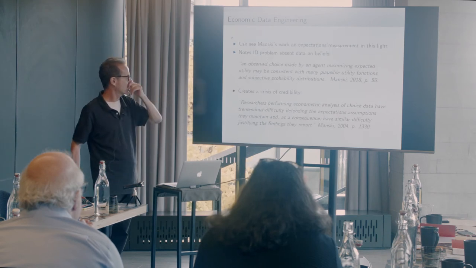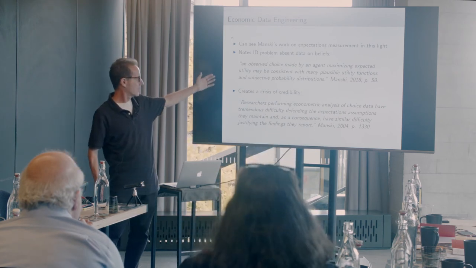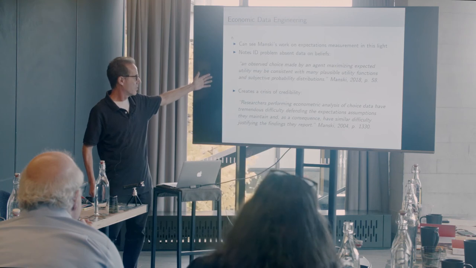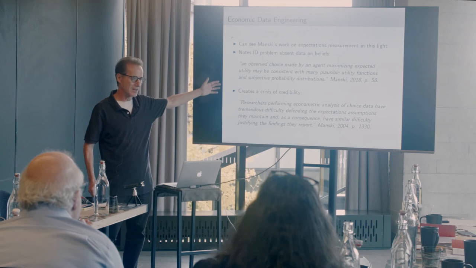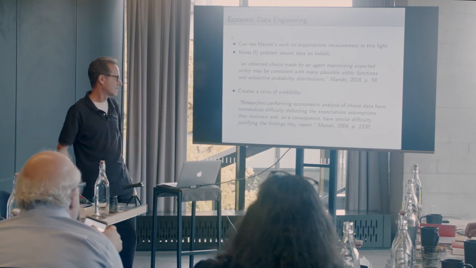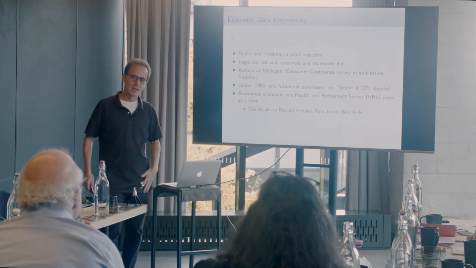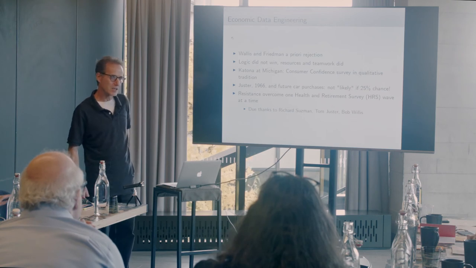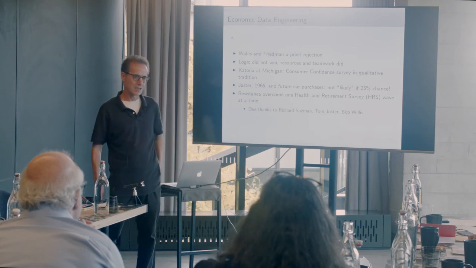Manski's work on expectations measurement was really done this way. He said, look, we've got an identification problem. I can't tell what utility function you have and what subjective probabilities you have, and they're entirely conflated. And I'm going to have to get around that by making the assumption that you believe the truth, which is insane. I mean, it's just insane. It's incredible. Wallace and Friedman made the argument that this is a ridiculous thing to think about, designing surveys, because there are no incentives.